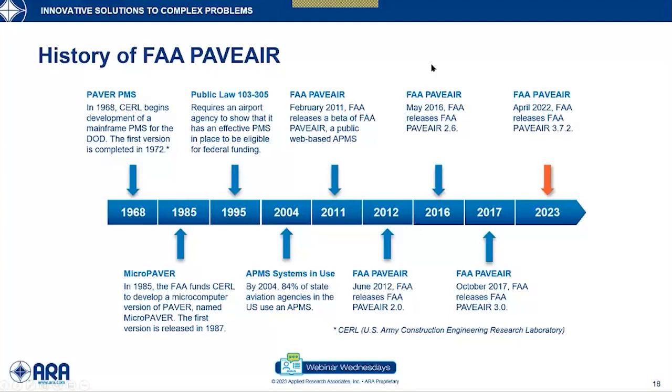And as I said, there's several out there. A lot of them require license fees. So FAA put out their first public beta of this particular system over a decade ago, and they've continuously improved it since then. You can see several releases. The most recent release was in April of this year, version 3.7.2.